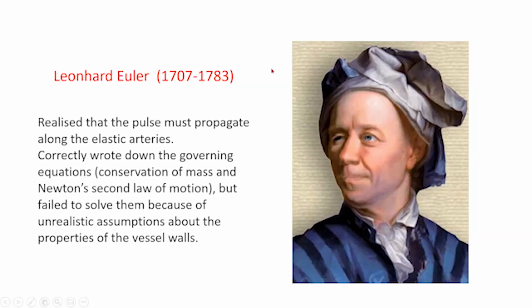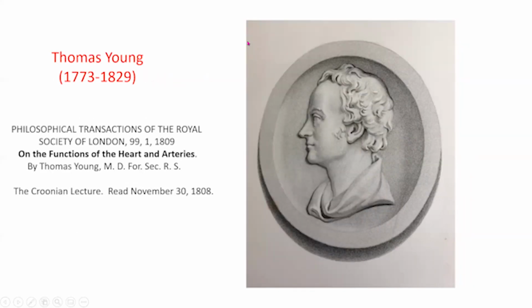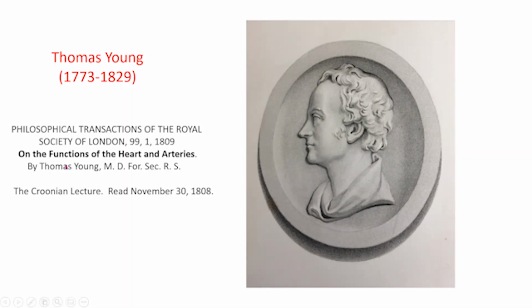But he failed to solve them, much to his chagrin, because of unrealistic assumptions about the properties of the vessel walls. That may be why he's looking grumpy in this picture. And it fell to Thomas Young, the English polymath, to correctly predict the speed of propagation of the pressure pulse in arteries, in his Croonian lecture in 1808 to the Royal Society on the functions of the heart and arteries.